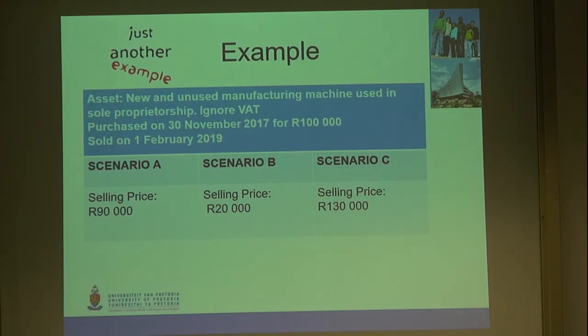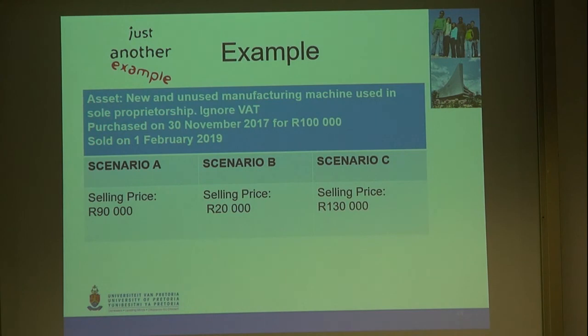I'm going to add on to that just now when we get to CGT. But for now, for a recoupment, SARS cannot recoup more than you were given as an allowance. Okay, and I'm going to show you how we make sure that that never happens. So we have a little scenario here, and we have a manufacturing machine which was used. It was purchased on 30 November 2017. We've got a sole proprietorship, so 28 Feb year end. 100,000 Rand, new and unused, and it was sold on the 1st of February 2019. Okay, and then we're going to give you a couple of scenarios there.